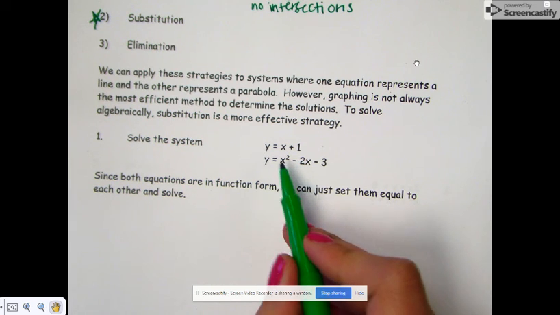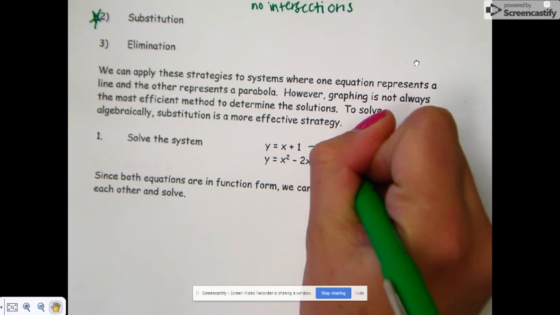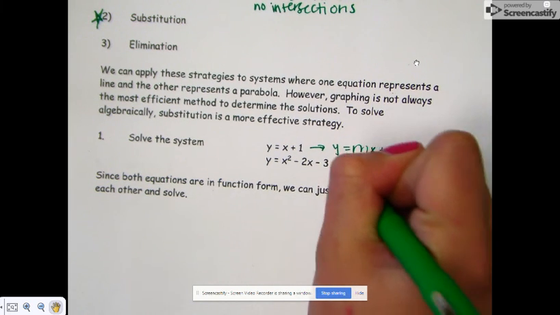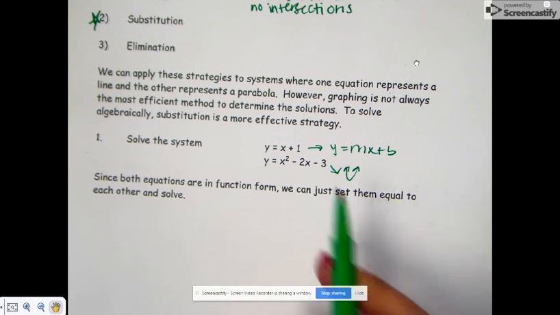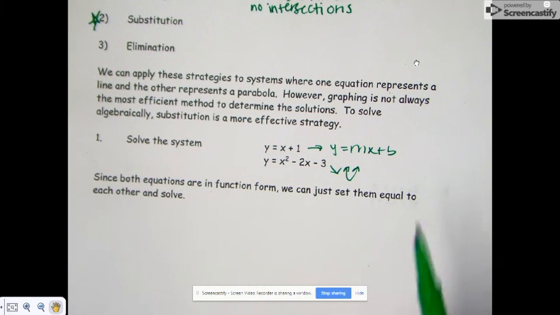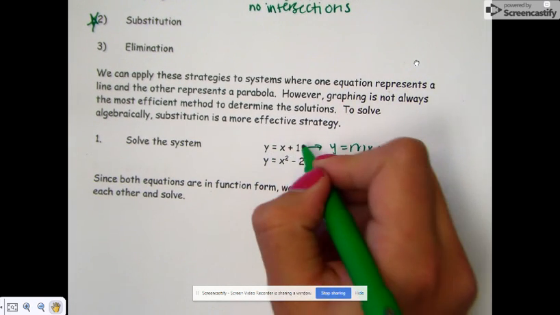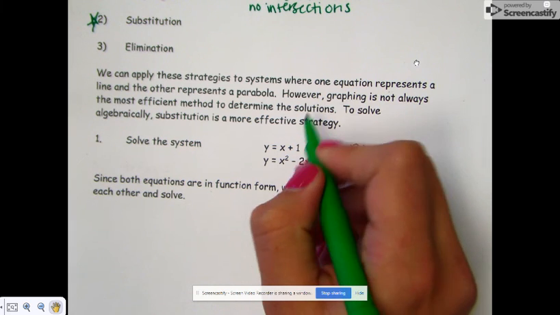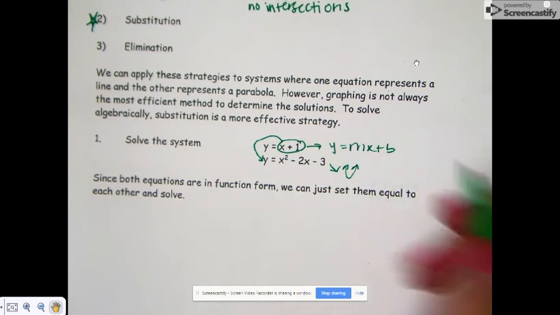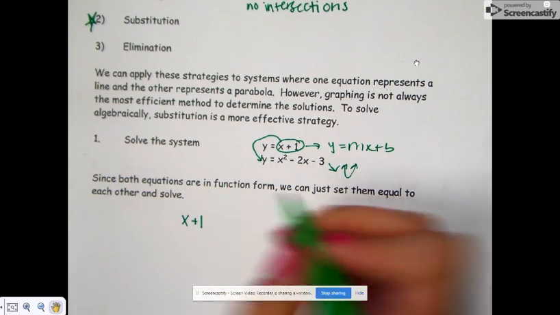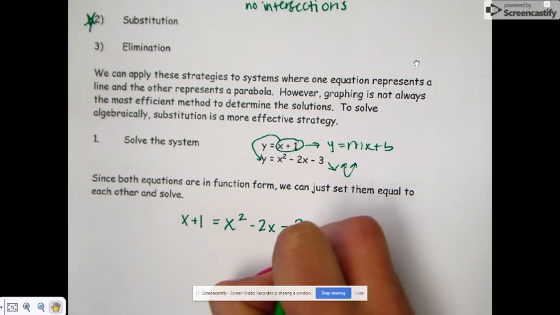So if you look at the system here, this is linear, in the form of y equals mx plus b, and this is my parabola here, in the form of ax squared plus bx plus c. Both of these are in function notation, and notice both of them have y alone. So I know y is equal to this, and I also know y is equal to this. So I can take what y is here and plug it in for the y here. So I have my equation x plus 1 equals x squared minus 2x minus 3.